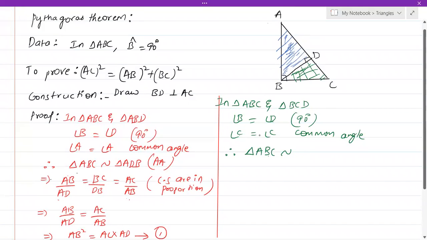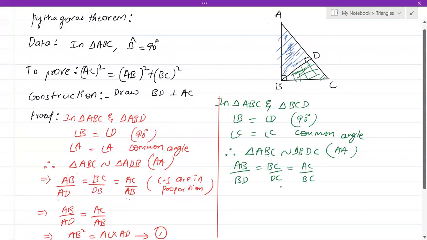Let me correct it. C is equal to C, so C will come at the last. B in the bigger triangle is equal to D in the smaller triangle, so D will come here. The remaining thing is B. So BDC, using AA criteria. Again, if two triangles are similar, corresponding sides are in proportion. So we get AB by BD is equal to BC by DC. That will be equal to AC by BC.